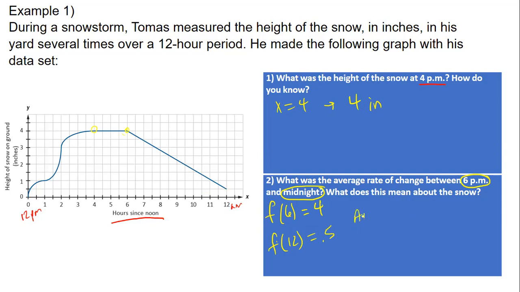I do. Average rate of change tells me that I'm looking for the change in my y over the change in my x. So I went from 0.5 minus 4 over 12 minus 6. Y2 minus y1 over x2 minus x1, correct? Can I calculate that? Yes. So I pull out my handy dandy calculator and I'm going to get an approximate value of what?